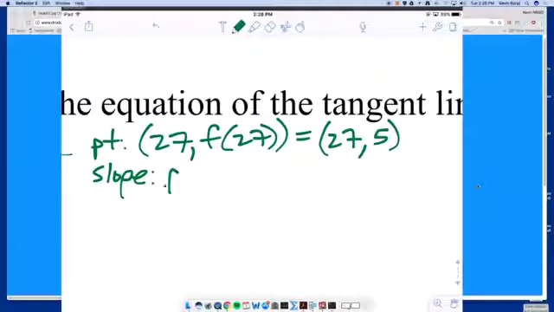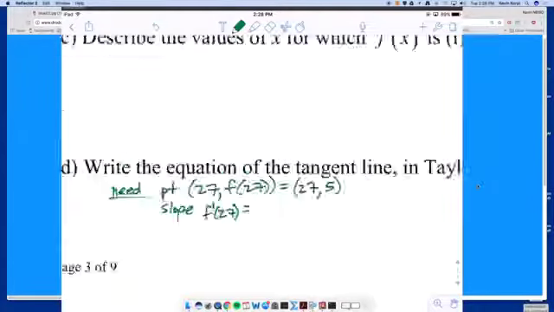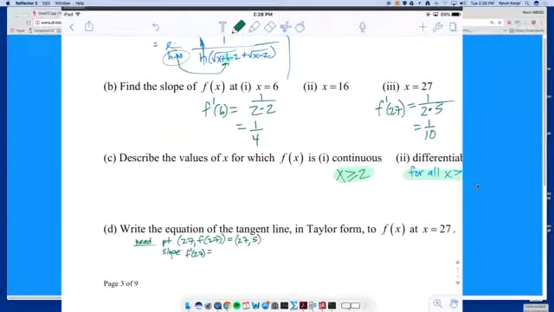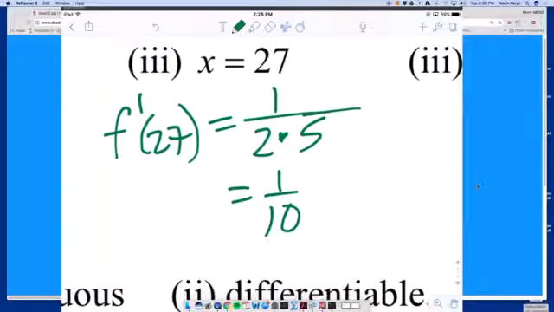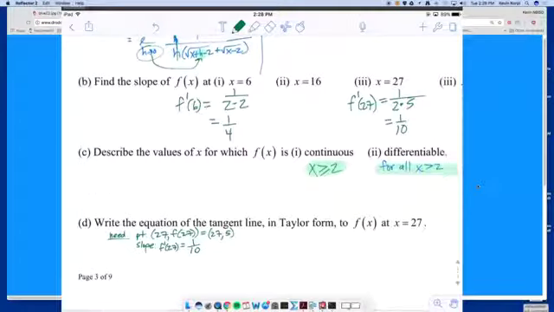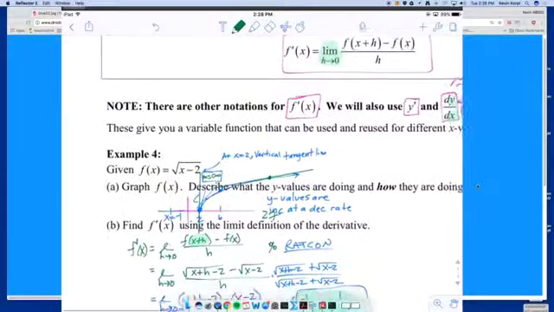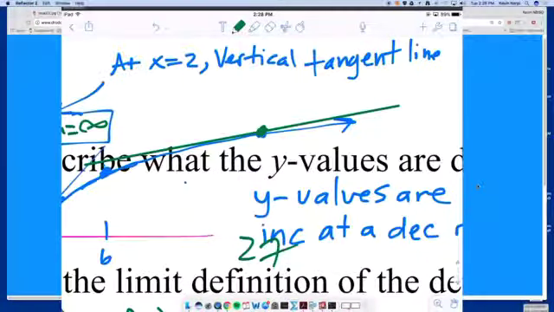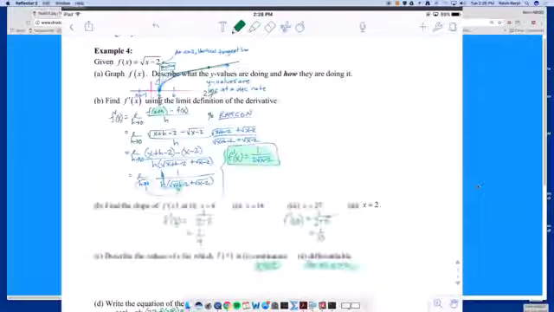And now the slope is going to be f prime of 27, slope at a point. And we did find that yesterday on part B to be 1/10. The slope is 1/10, which is reasonable for that slope because it's going up 1 vertically for every 10 it's moving to the right, which means it's pretty flat.